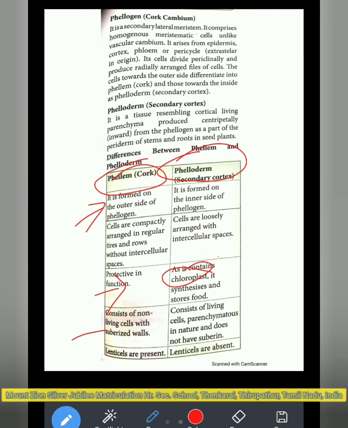In the phellem, it consists of non-living cells with suberized walls, on the outside of the plant. Phelloderm consists of cells that are parenchymatous in nature and do not have suberin. Lenticels are present in phellem and absent in phelloderm. Lenticels are pores which mainly provide gaseous exchange and also help in transpiration. So lenticels will be present in phellem and absent in the phelloderm.